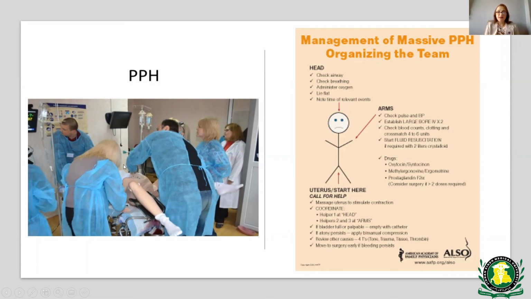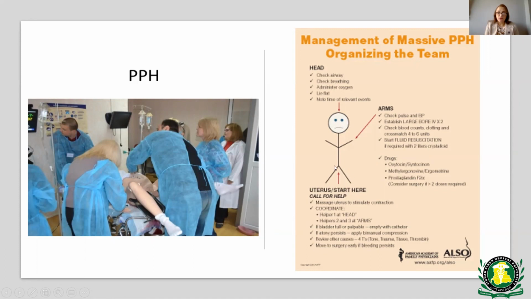At the arm, the person at one of the sides will check the pulse and blood pressure, establish 2 large-bore IV cannulas, check the blood count, clotting, and cross-matching 4 to 6 units, and start fluid resuscitation with 2 liters of crystalloids. This person will also be responsible for administering drugs like oxytocin or syntocinon, ergometrine, prostaglandin, etc.